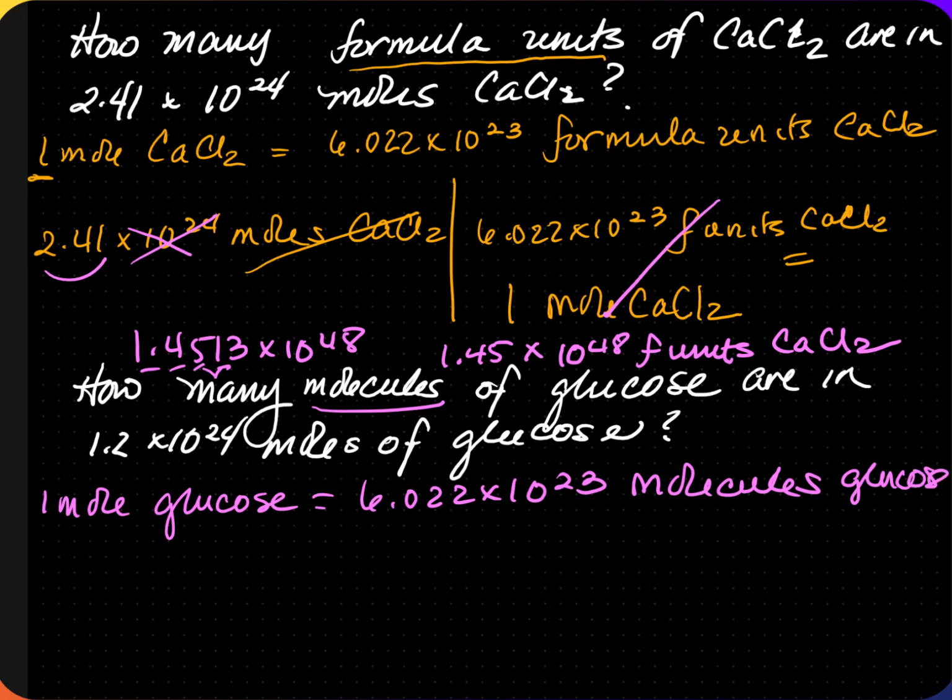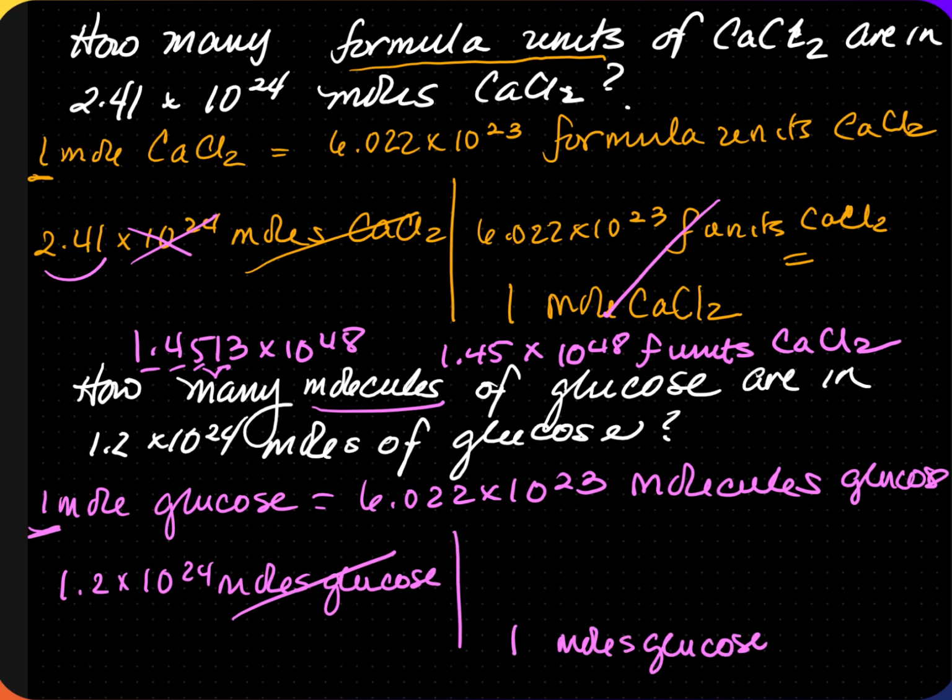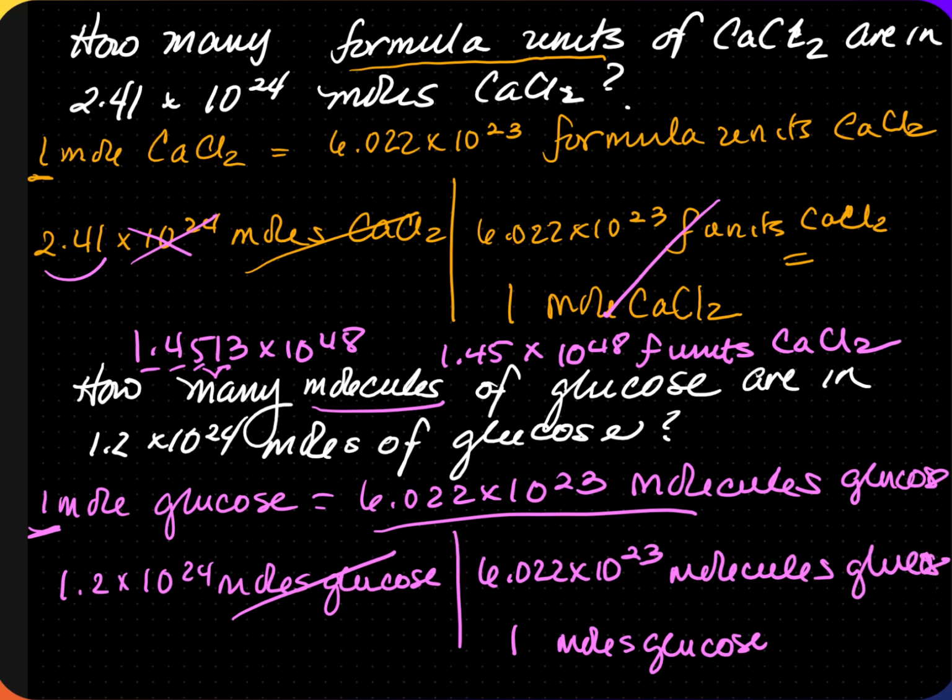I'm going to start with what's given. What's given is 1.2 times 10 to the 24th moles of glucose. Diagonal units have to cancel out, so moles of glucose, moles of glucose. The number in front of moles is 1. Here I have Avogadro's because it's equal. Molecules of glucose. Please do not abbreviate molecules as MOL. That is the abbreviation for moles. If you write MOL for molecules, I will mark it off because that is the abbreviation for moles.